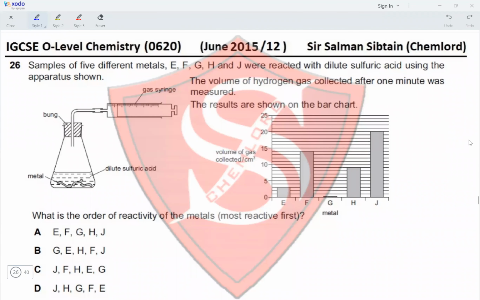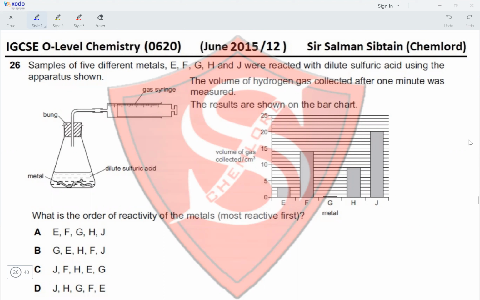Question 26. Samples of 5 different metals E, F, G, H, and J were reacted with dilute sulfuric acid using the apparatus shown. Okay, so the metal is reacting with the acid and the gas is being collected. The volume of hydrogen gas collected after 1 minute was measured. The results are shown on the bar chart. What is the order of reactivity of metals, most reactive first?